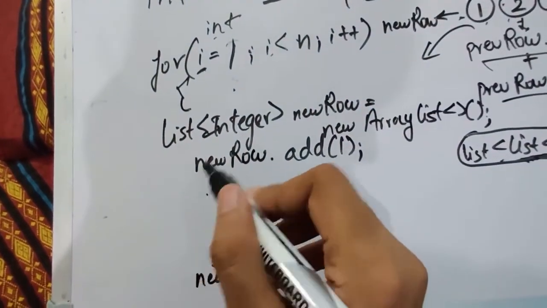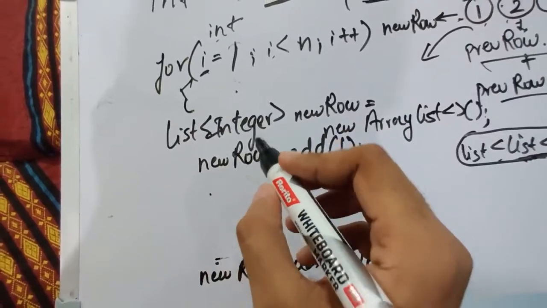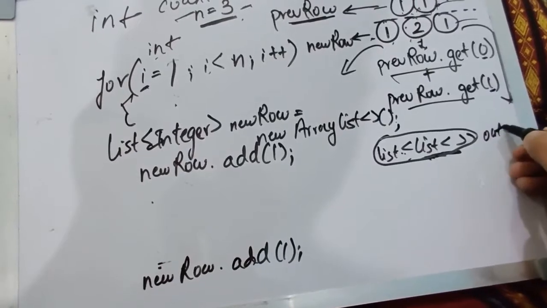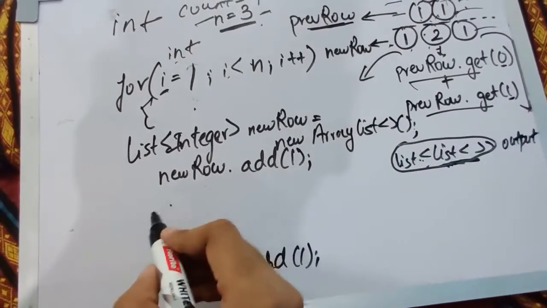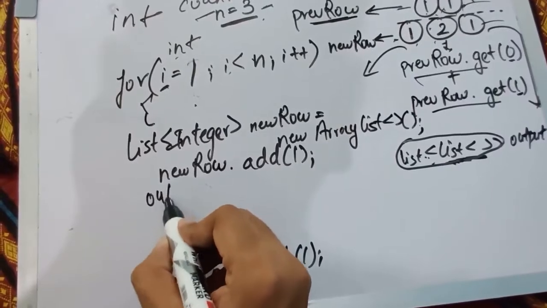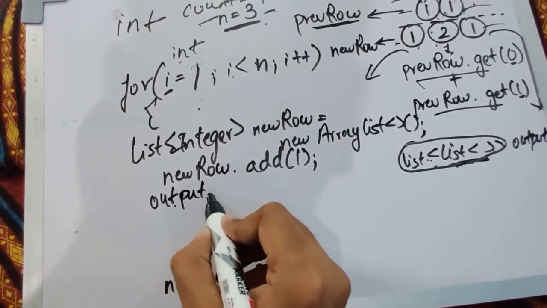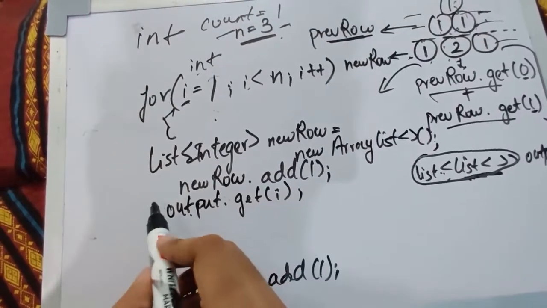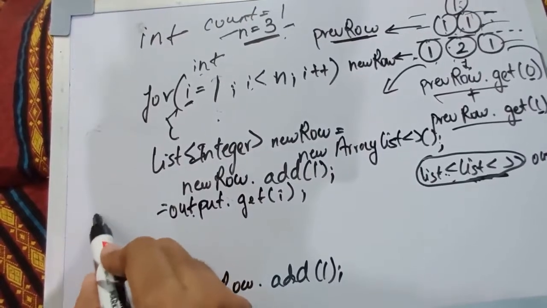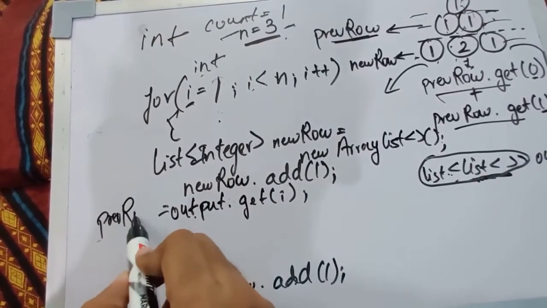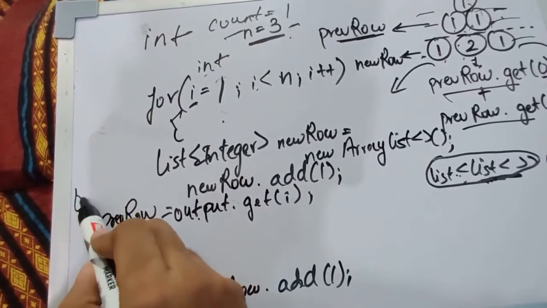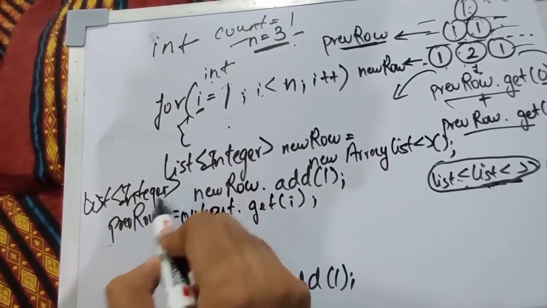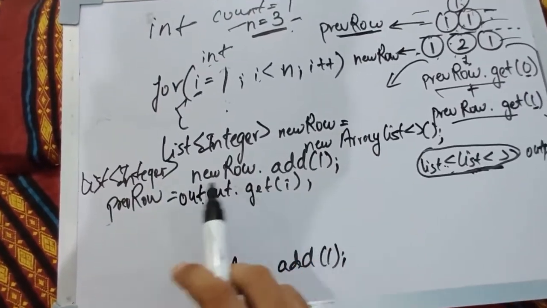So to get the previous row, what you need to do is, you just need to use the get method. Let's say our list of list has a name output. So what you need to do is, you need to fetch the previous row, which will be output dot get, and you will use the I variable to get the value, and you will have your previous row here. So it will be again list of integer. Okay, now we have the previous row.